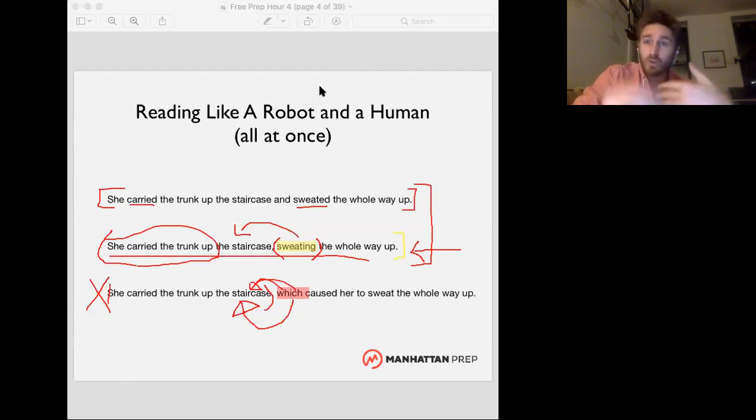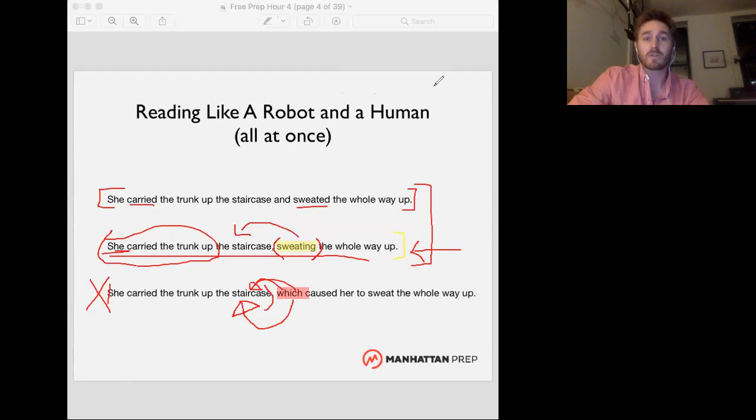And as a human, right, human understanding, we know why she's sweating, because she's carrying a trunk up a staircase, okay? Adam, no, it can't be that the staircase is sweating because of what a comma-ing modifier modifies. A comma-ing modifies how a subject does a verb, and she is the subject of that subject-verb clause. So it's not modifying the staircase, it's modifying how she carried the trunk.